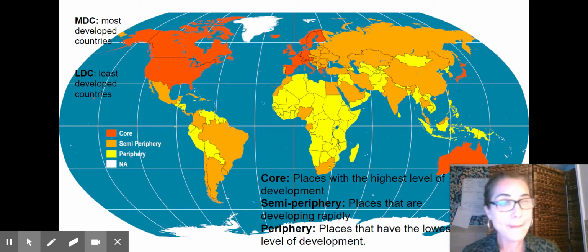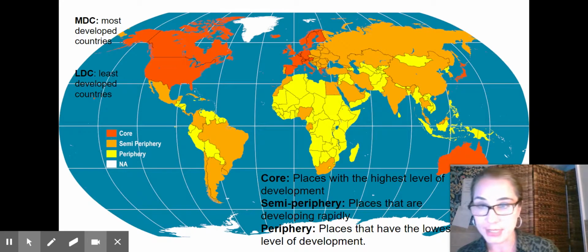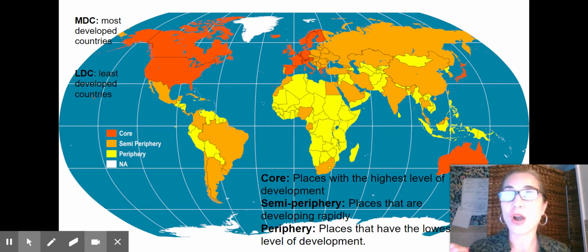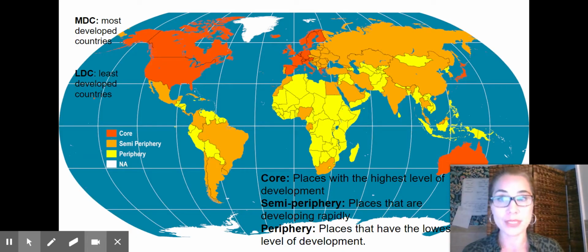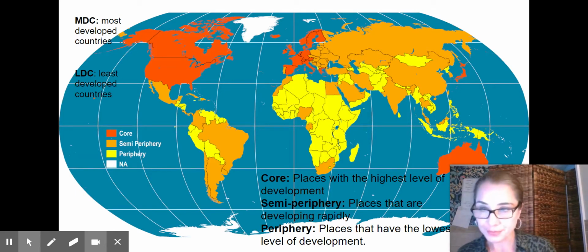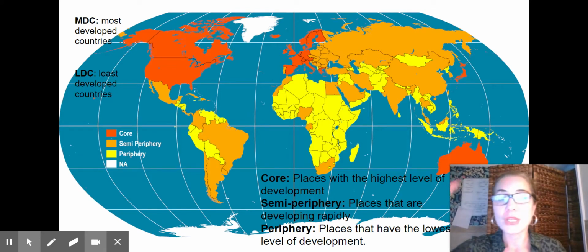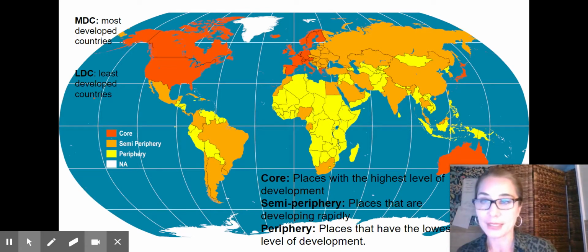MDCs are most developed countries, and these are the places with the highest standard of living. Notice on this map, the places that are the most developed are going to be the orange. So those are North America, Europe, and Australia. LDCs are going to be the places that are the least developed. On this map, you can see that that is the bright yellow.